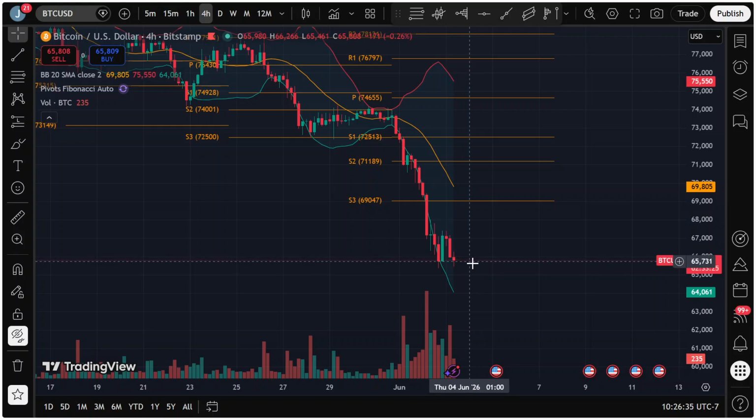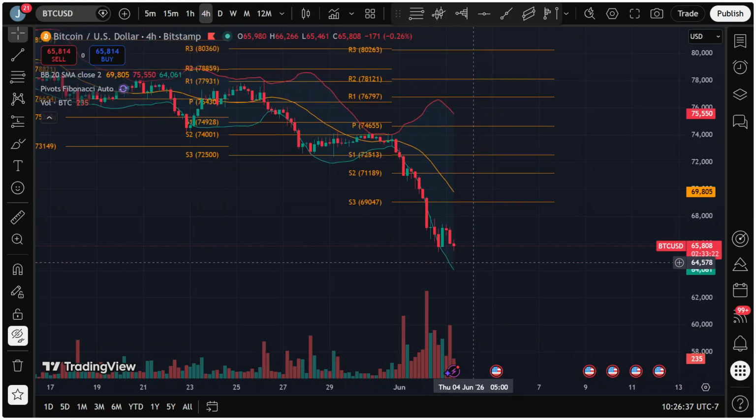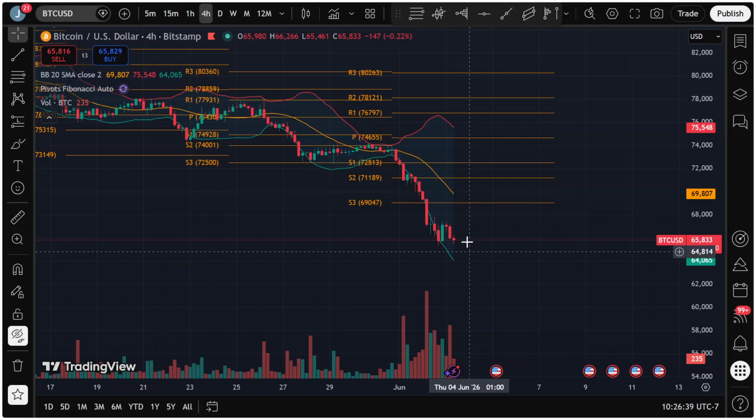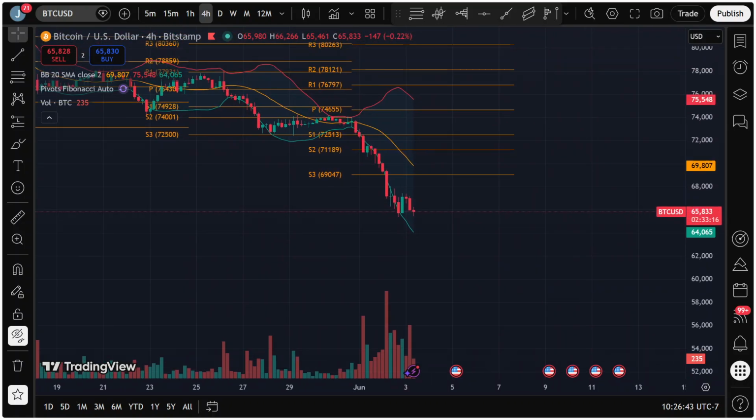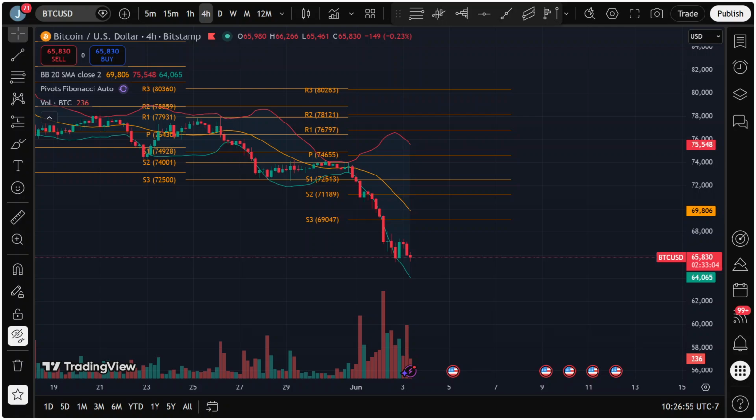Locally speaking, what we're looking for again is a reaction to either 64K or 60K. As you can see here on the 4-hour time frame, we don't even have any lower Fibonacci pivots opening up. We've got nothing at the moment. I would imagine in 2.5 hours we'll probably have something open up, just because we are so far below these ones. But functionally speaking, even the price is like, I don't know how low we can go here.